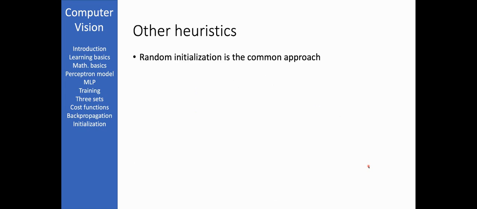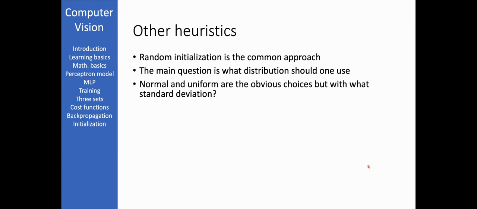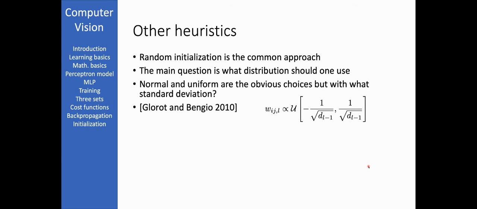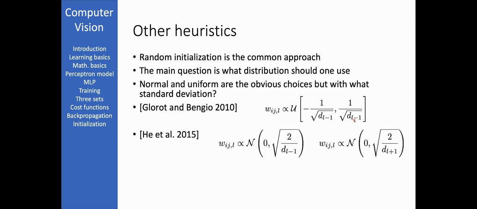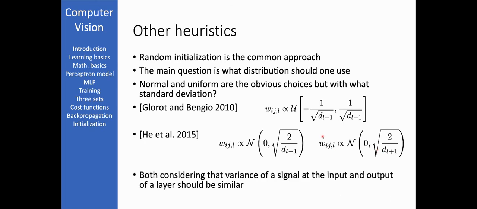So there are now some heuristics to define this randomness, because although random initialization is a common approach, it's unclear what distribution one can use. So the normal and the uniform are the obvious choices, but with what standard deviation or range? Some heuristics basically say that the variance of the input to a layer should remain the same at the output. So there are some heuristics that say you should sample the weights from a uniform distribution with a certain range that depends on the width of the previous layer, or a combination of the width of the previous layer and the width of the other layer, and basically lots of variations over these.